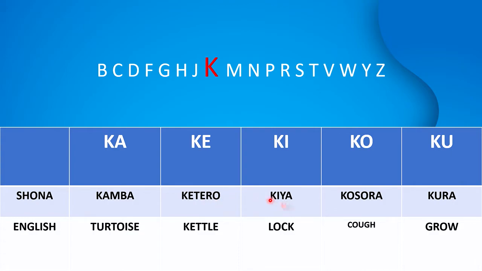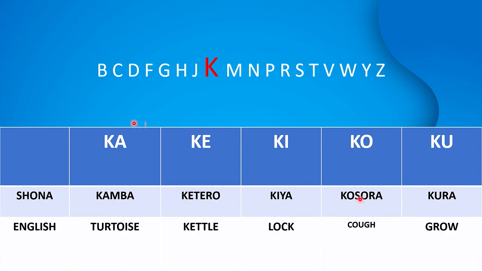For Ki, it's Kia. That's lock, like you're locking a door. For Ko, we've got Kosora. That's cough in English. For Ku, we've got Kura. That's grow in English.